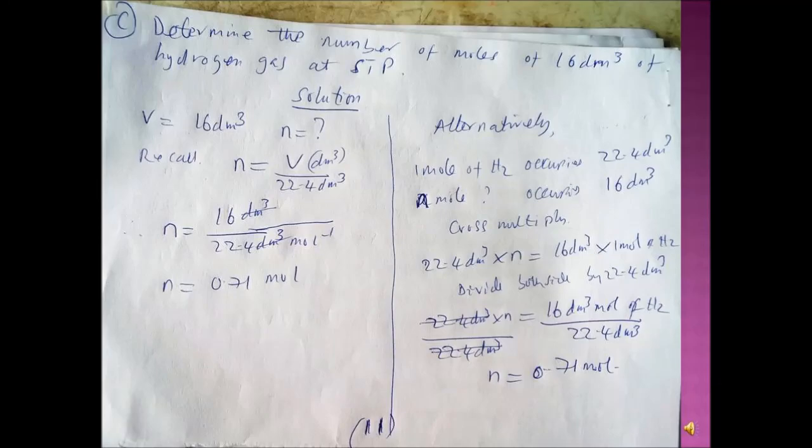The next one is to determine the number of moles of 16 dm cube hydrogen gas at STP. The same procedure: you collect your data. Volume was given, which is 16 dm cube, and the number of moles is what we are looking for. We recall the formula n equals V in dm cube divided by 22.4 dm cube. So when you divide 16 by 22.4 dm cube, you get 0.7 mole. You can see the alternative method of solving it.